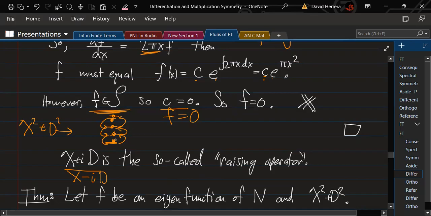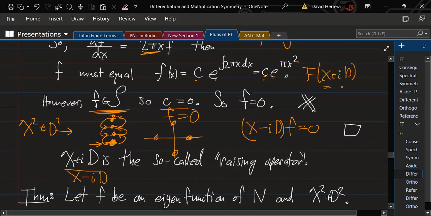Now, these spaces right here turn out, as far as the Fourier transform is concerned, to be on the unit circle. So this one right here, the lowest one, turns out to just be the Gaussian. That's x minus ID of f is 0. So let's see why that's. You can show that x plus ID. Oh, this is actually what we showed, is that it's x plus ID.